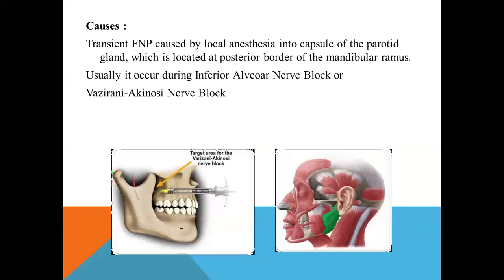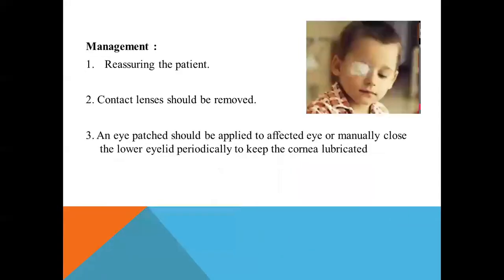So what is the cause behind it? As I told, transient facial nerve palsy is caused by local anesthesia into the capsule of the parotid gland, which is located at the posterior border of the mandibular ramus. Usually it occurs during an IANB or a Vazirani-Akinosi technique. I hope you remember the Vazirani-Akinosi technique. Just a few sentences about it: it's a closed mouth technique, most commonly used in patients who have restricted mouth opening.